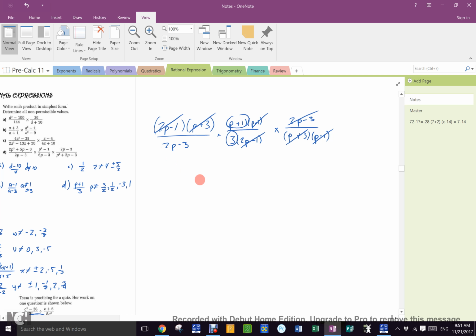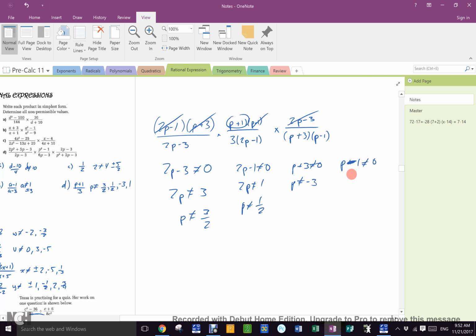Okay. None of these on the bottom are allowed to be 0. So 2p minus 3 can't equal 0. So 2p can't equal 3, so p can't equal 3 over 2. This one, 2p minus 1 can't equal 0. 2p can't equal 1, p can't equal 1/2. And here, p plus 3 can't equal 0, so p can't equal negative 3. P minus 1 can't equal 0, so p can't equal 1. Okay?